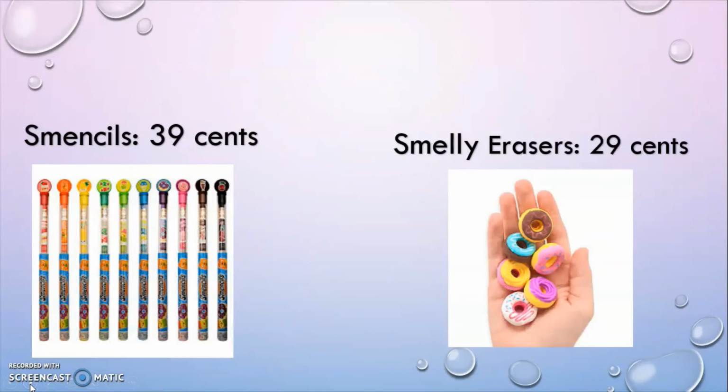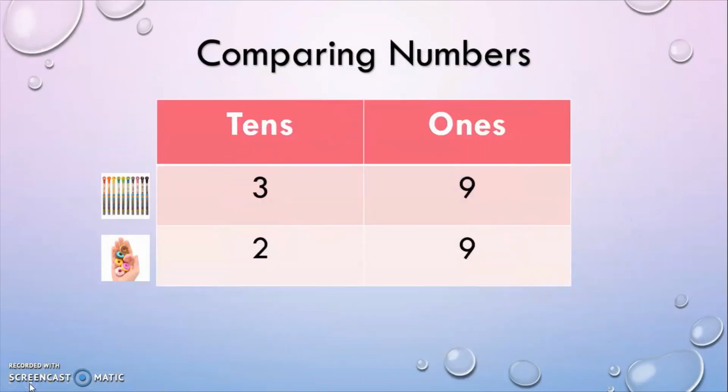So let's say I got some money recently from the Tooth Fairy, and I went to the school store, and I'm thinking, oh boy, I could buy everything. And on one side, I have Smencils, which cost 39 cents. I really want those Smencils. On the other side, I have smelly erasers, which cost 29 cents. So let's just compare those numbers first. I'm going to use a place value chart.